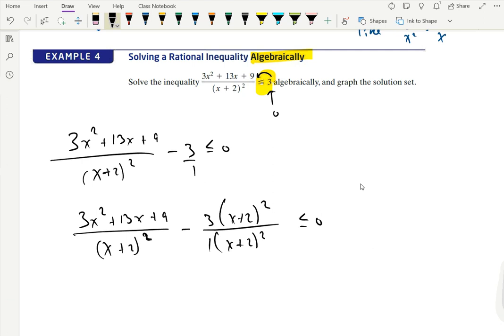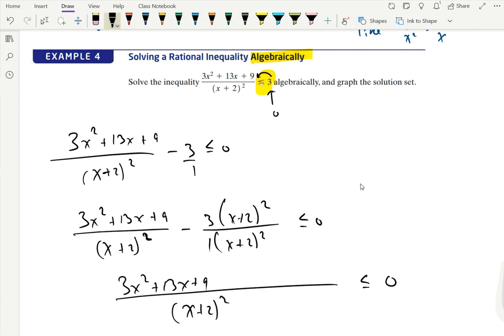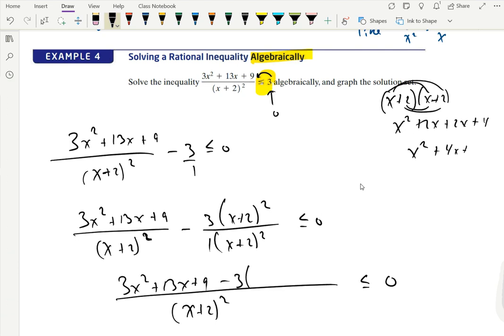Now I need to expand this right side. My denominator is still x plus 2 quantity squared, still less than or equal to 0. The piece on the left is still the same, 3x squared plus 13x plus 9. Now I'm going to subtract 3 times this thing expanded. So x plus 2 multiplied by x plus 2, just writing it off on the side to save space, would be x times x is x squared, then plus 2x, plus another 2x, and then plus 4. So this is going to be x squared plus 4x plus 4.